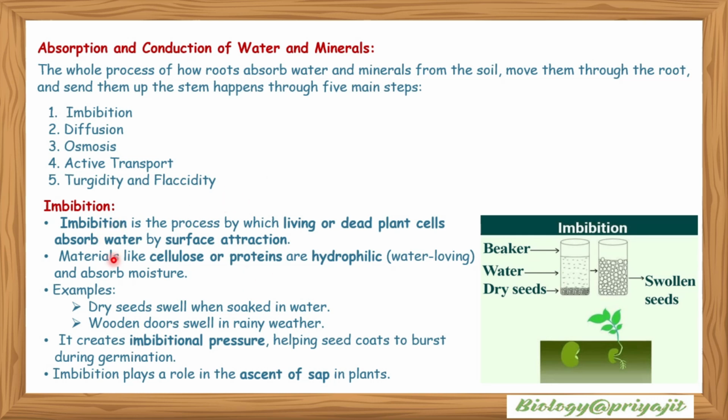Imbibition. What is imbibition? Imbibition is the process by which living or dead plant cells absorb water by surface attraction. Materials like cellulose or proteins are hydrophilic, or water loving, and they absorb moisture. Examples: dry seeds swell when soaked in water, wooden doors swell in rainy weather. It creates imbibitional pressure, helping seed coats to burst during germination. Imbibition plays a role in ascent of sap in plants.